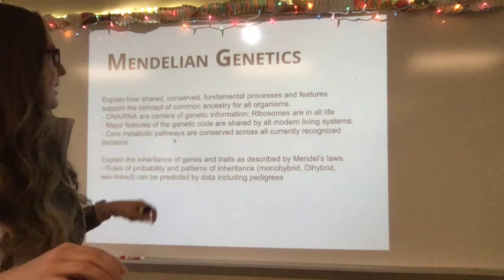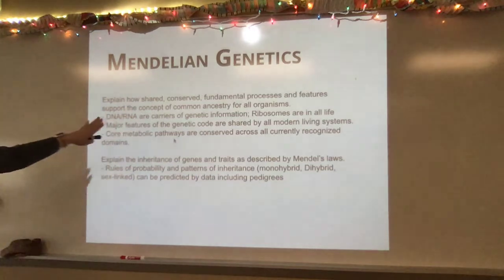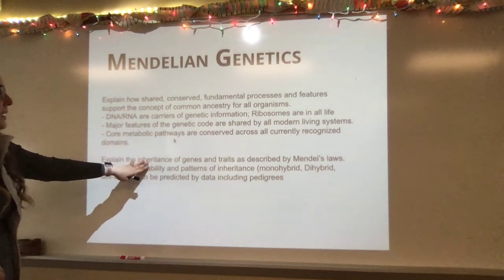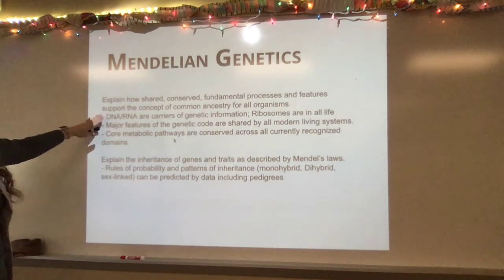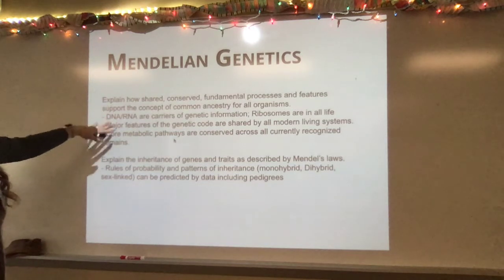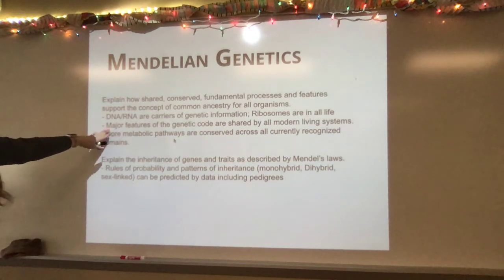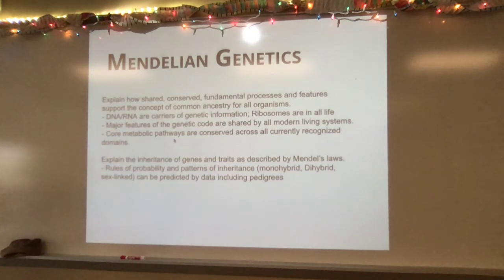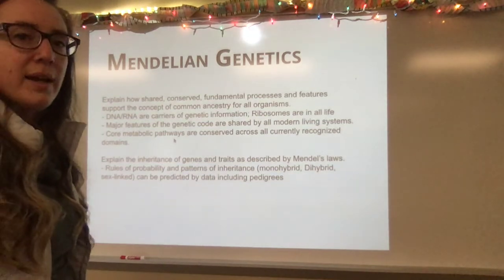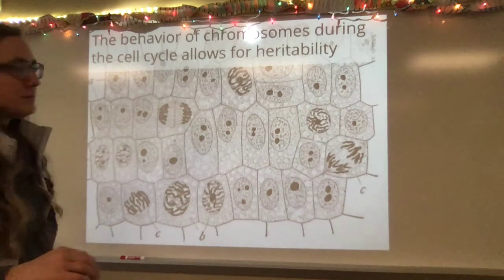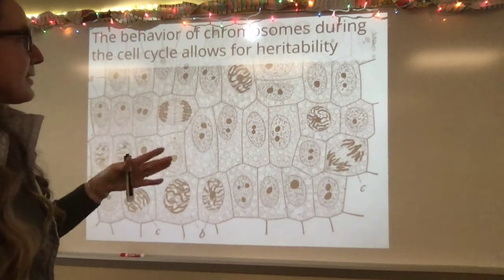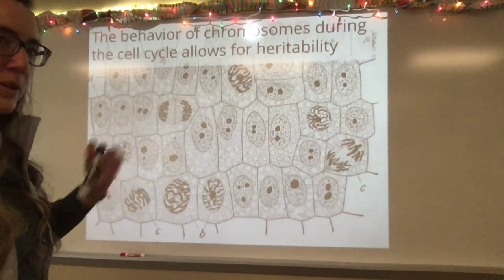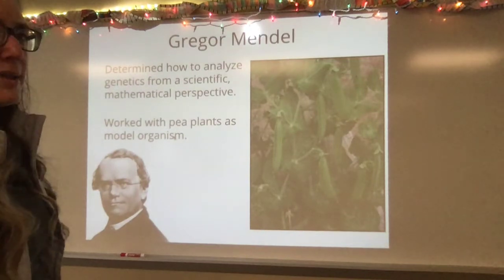So for Mendelian genetics, we are going to be going over how you can identify the inheritance of genes through Mendel's laws, and we're going to be focusing on that today. But we'll also make sure that we focus on DNA and RNA and how that relates to the inheritance of different traits, and that the genetic code is something that's shared between all living systems, and that we read our genetic information in the same way. So the behavior of chromosomes during the cell cycle allows for heritability, being able to create those genetically unique gamete cells and pass them on.